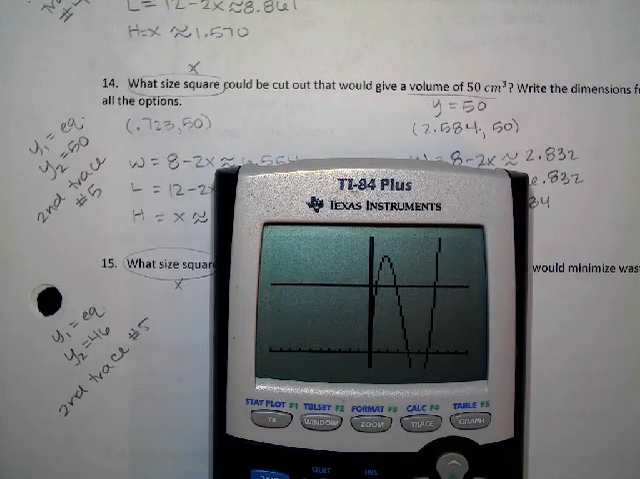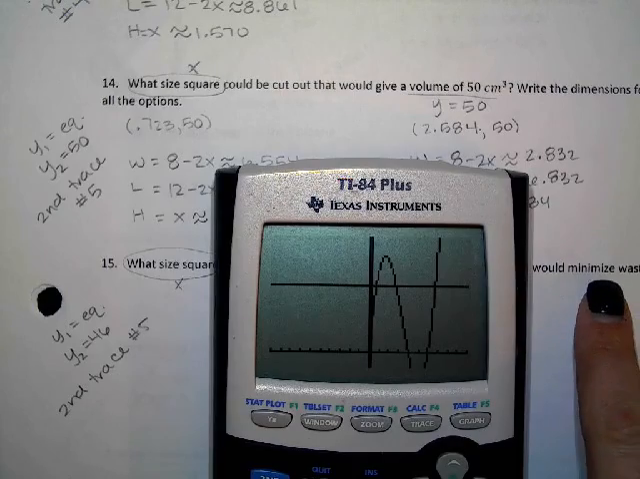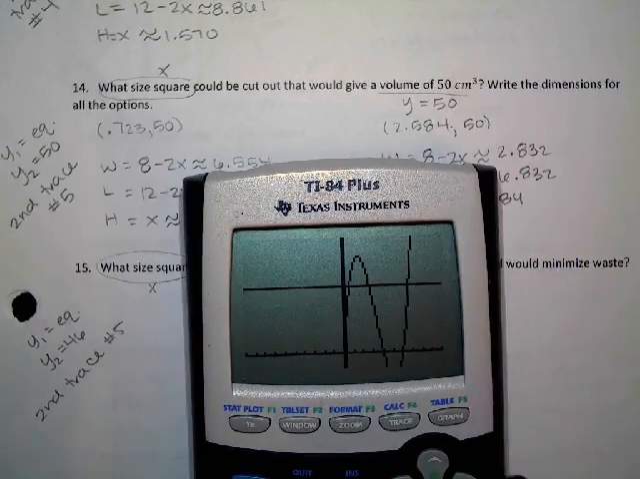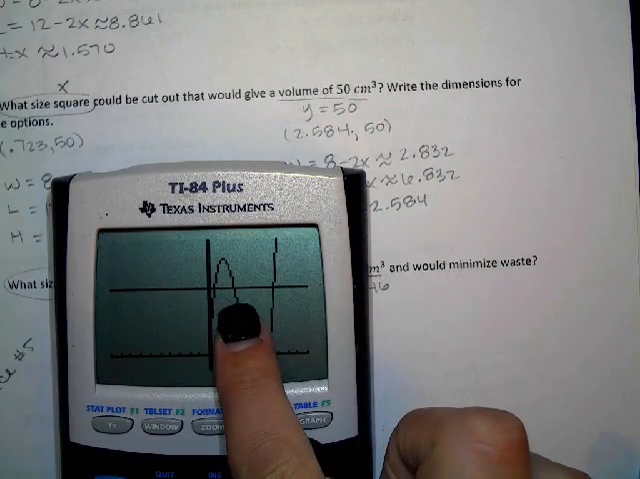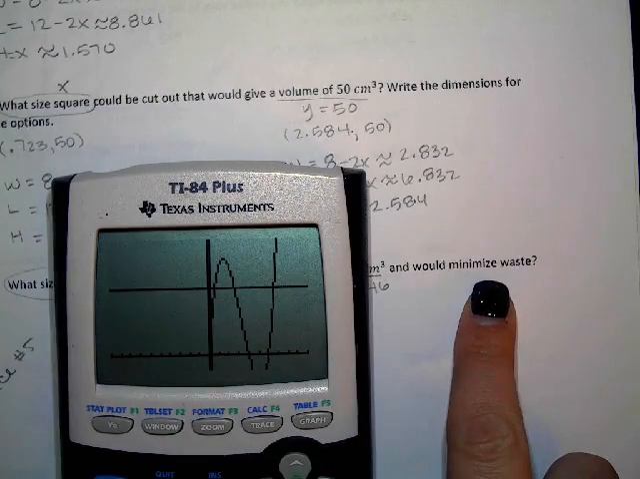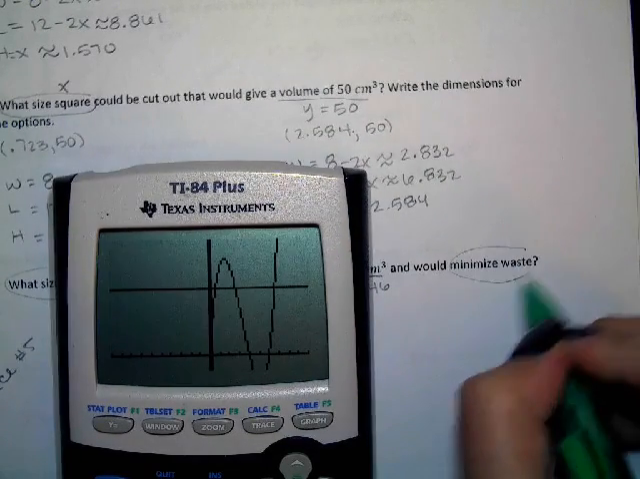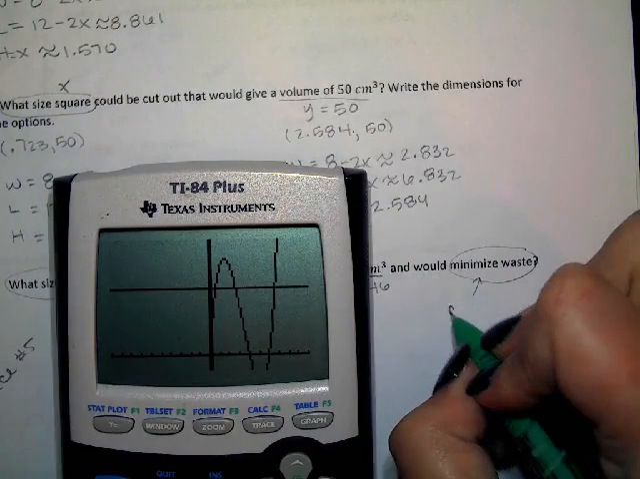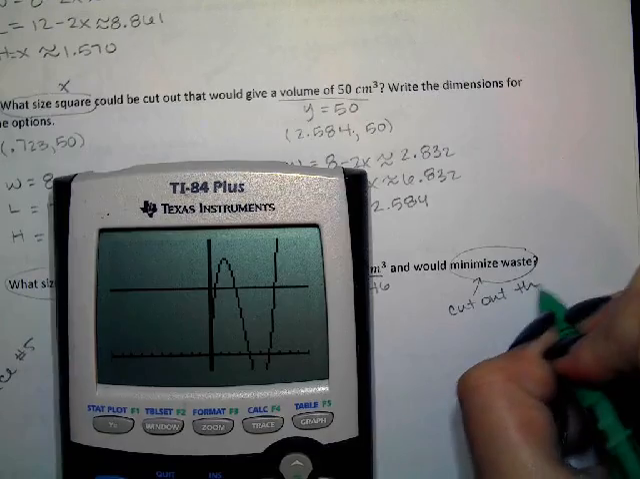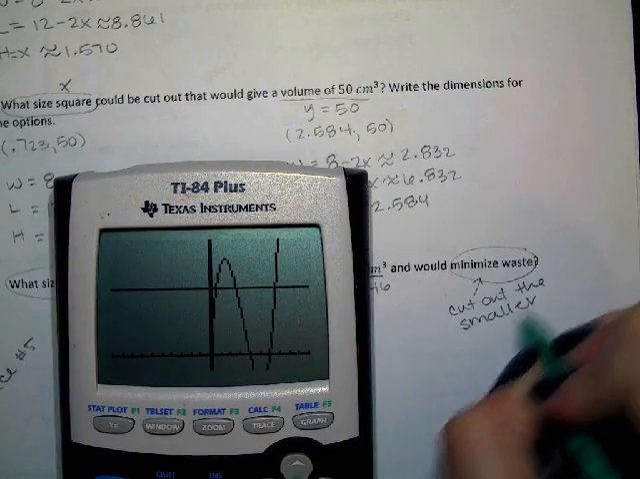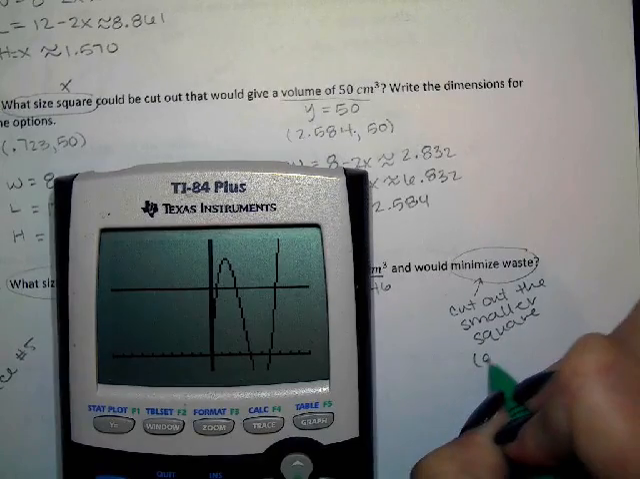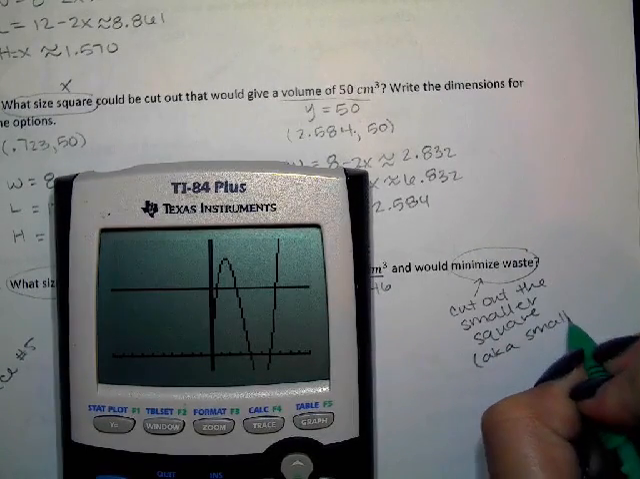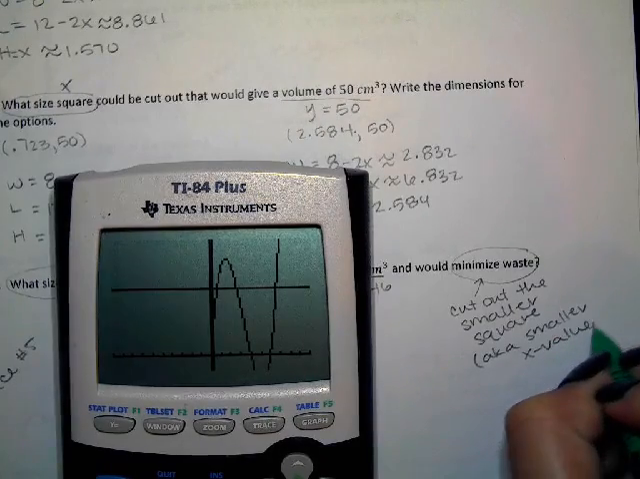So remember, the x value is the size of the squares that you're cutting out. So minimizing waste would mean cut out the smaller square, okay? So we're going to say cut out the smaller square, AKA the smaller x value. So you don't have to write the information for both of the intersections. This is telling you to focus on a specific intersection, and it's the first one. Does that make sense? Because we take the little squares, we cut them out, we throw them away, we don't keep them. Yes?